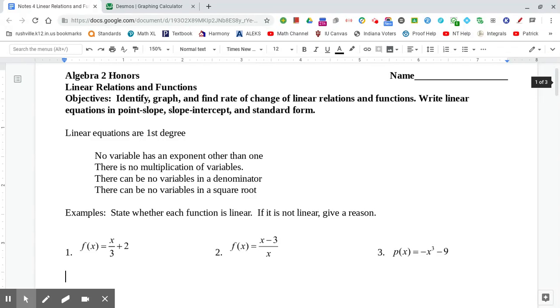Welcome back, students. Last class we talked about relations and functions, so just a quick review. Relations are a list of ordered pairs, and functions are relations that do not have any repeating x coordinates.